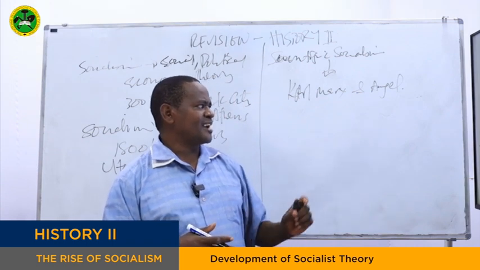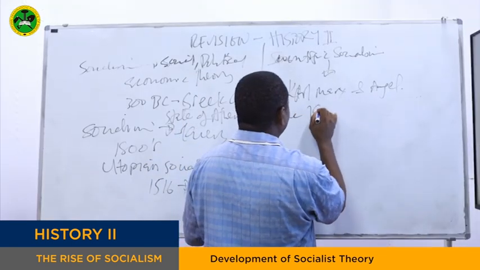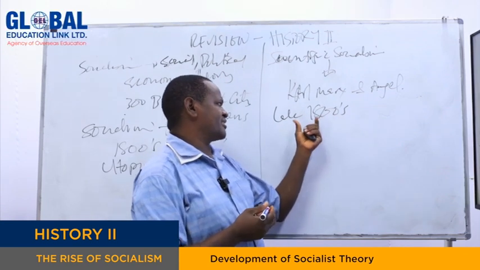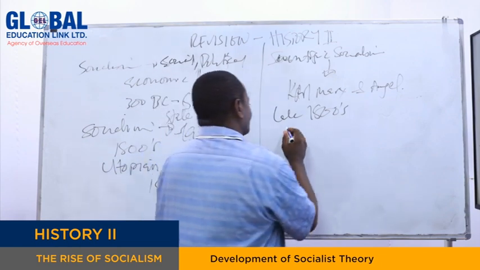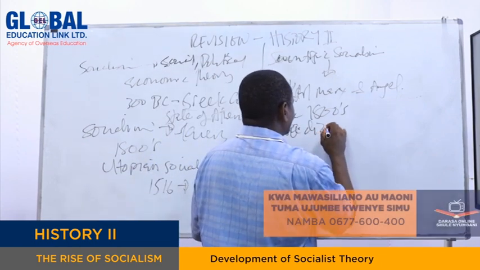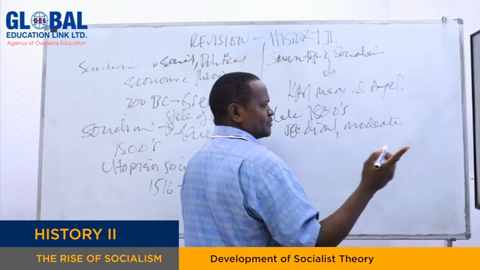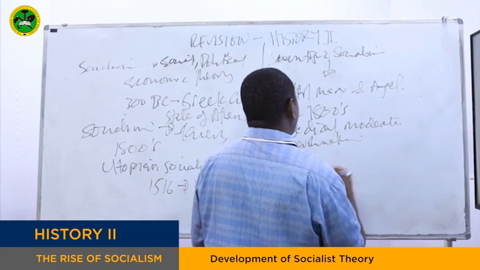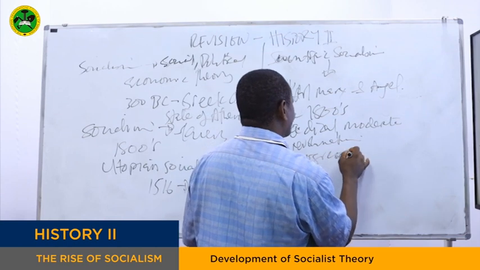That is number 4. Number 5 is the international socialist movement. During the late 1800s, a lot of socialist movements were formed, and we can call them the international socialist movement. These, of course, were the people who ranged from radical socialists. There were moderate socialists, and also there were revolutionaries. Of course, they are using different names. Others, of course, will call themselves progressive.